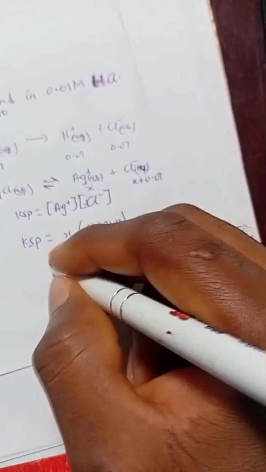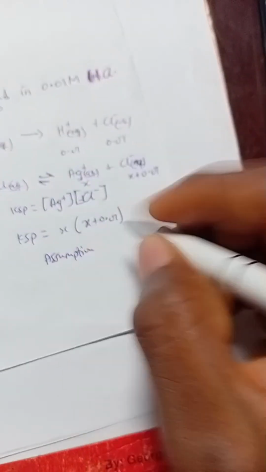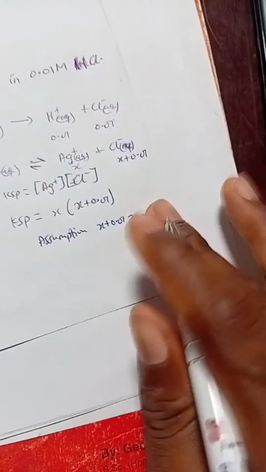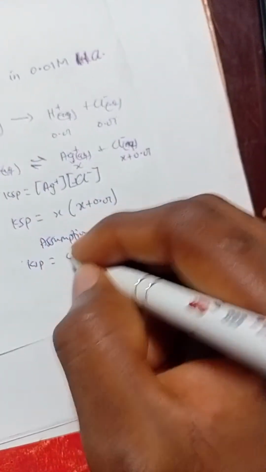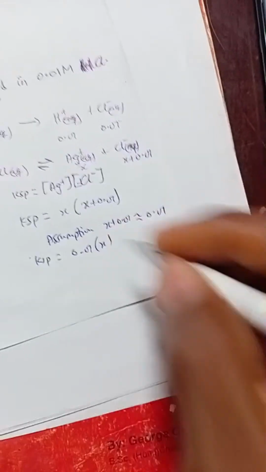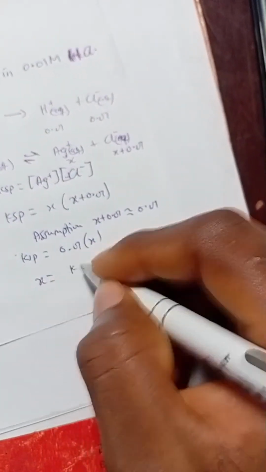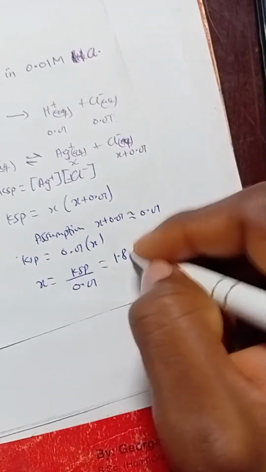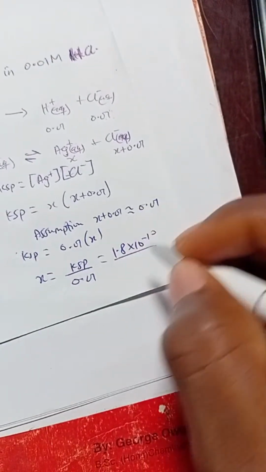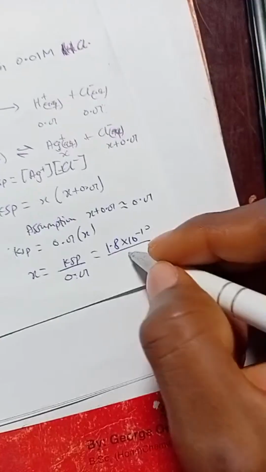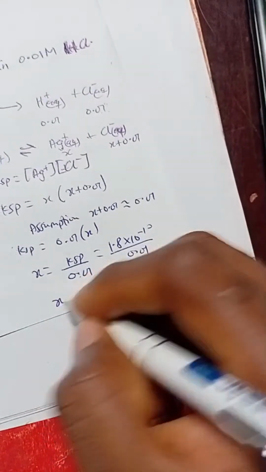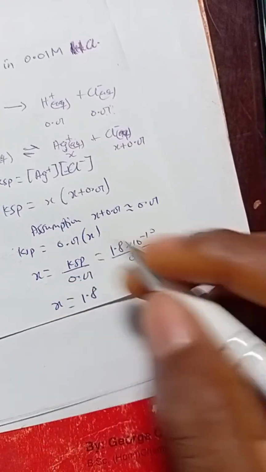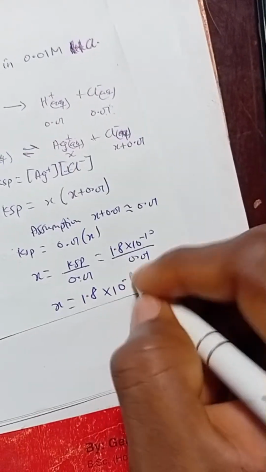But here we make an assumption that X plus 0.01 is approximately equal to 0.01. So our KSP is now equal to 0.01 times X. Then our X is KSP over 0.01. So our KSP was given to us already, so we're just going to divide by this. And so now we have our solubility 1.8 by 10 to the power minus 8.